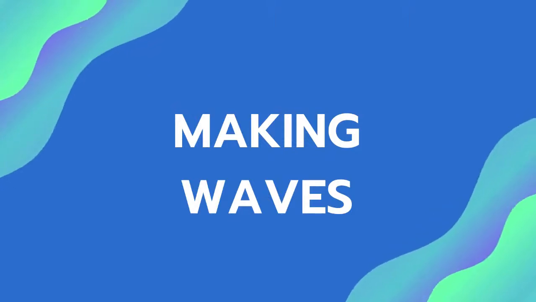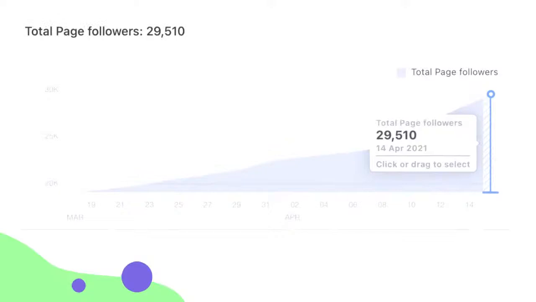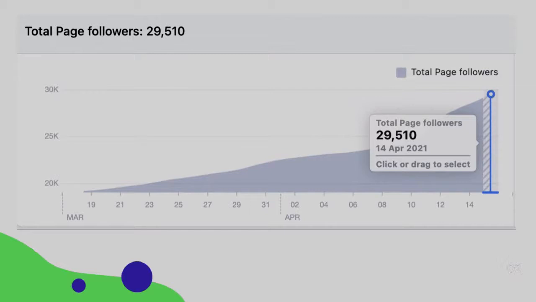Now I just want to show you the differences here. This is the business page that I'm talking about. This is a screenshot of the page followers in April 2021. At one point, this was going up organically, this is completely organic, not Facebook ads, at a rate of 1,000 followers a day. I think it was between the 10th and the 14th, it just went drastic. So that's the 14th of April.